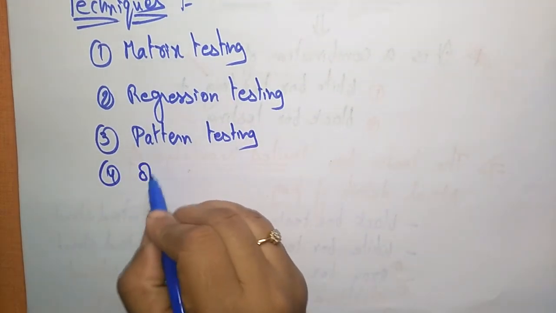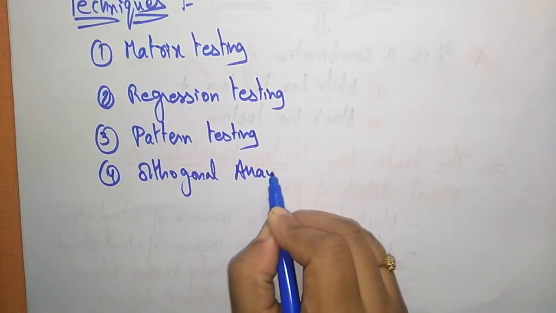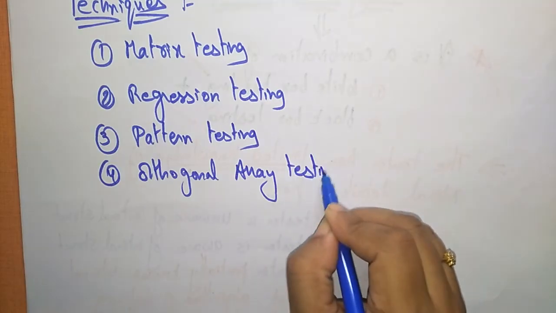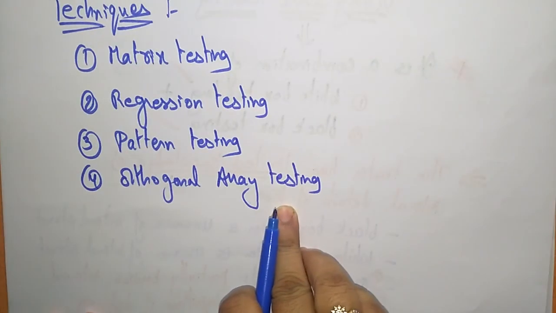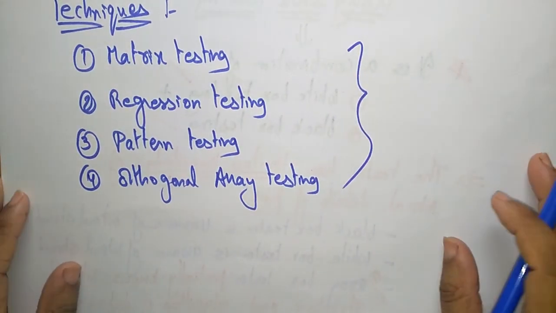Fourth one is orthogonal array testing. So what is this orthogonal array testing? Here orthogonal array testing is used as a subset of all possible combinations. So these are all the techniques of gray box testing.